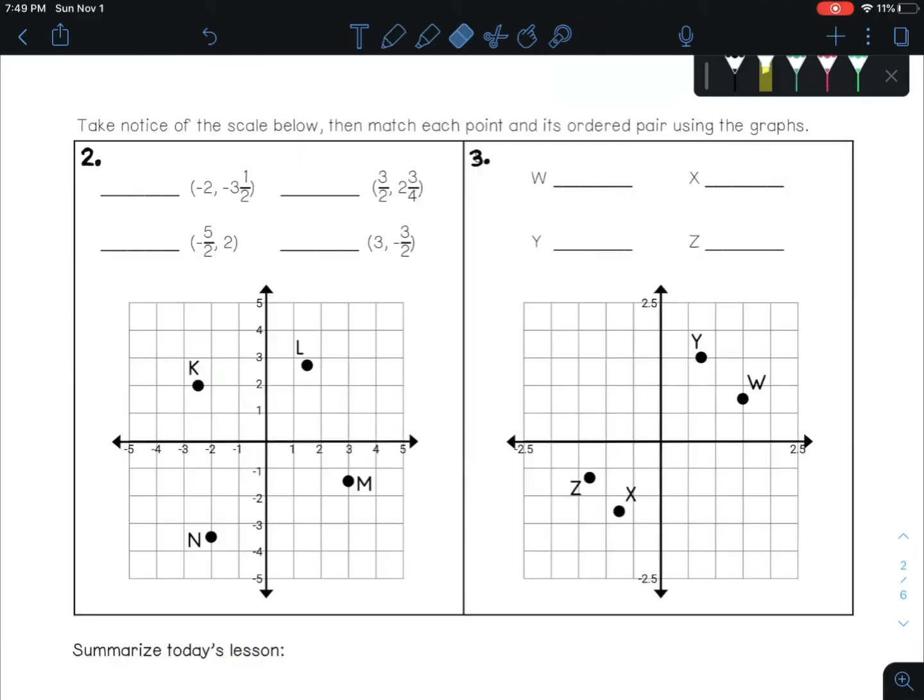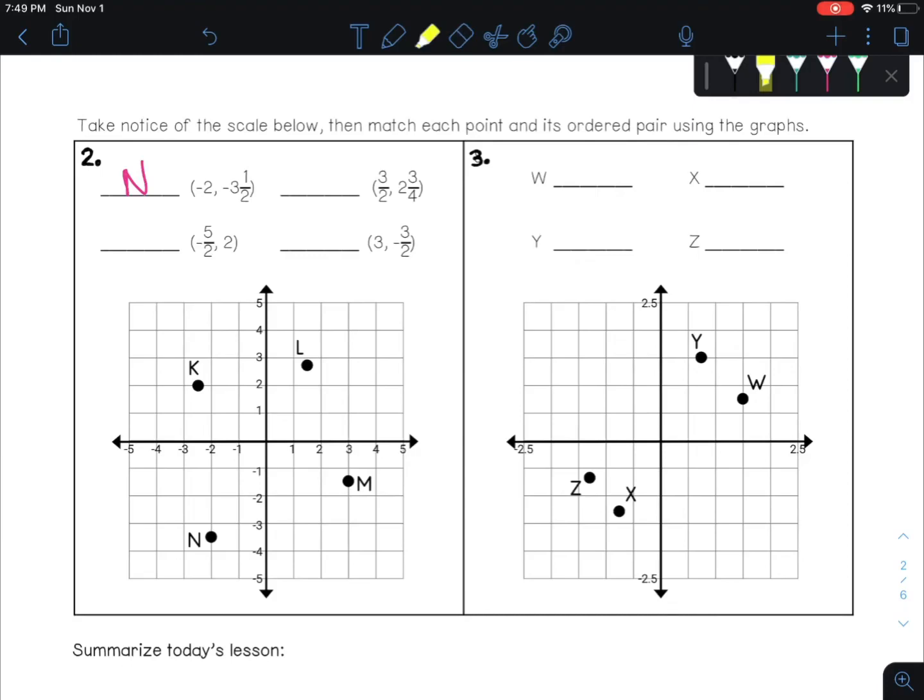Let's take a look at example 2. In example 2, we're trying to match the points to what's on the grid, okay? So I'm going to take a look at just the first one. Negative 2, negative 3.5. So remember, we go over to the negative 2 and then down to the negative 3.5. Negative 3.5 being between the negative 3 and the negative 4. So definitely this grid is counting by ones, and we're able to estimate further if we need to.